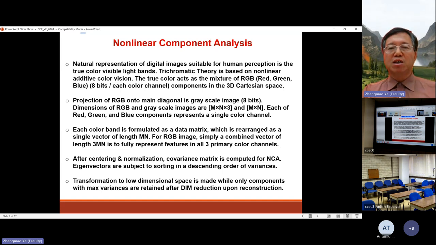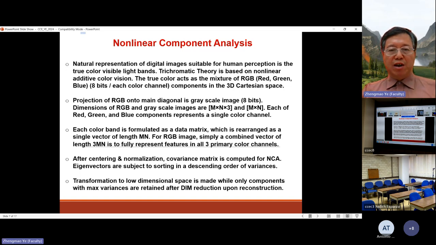The dimensions of the RGB and the grayscale image are m by n by 3 and m by n, respectively. Each component simply represents a single color channel. Also, each color band is formulated as a data matrix, which can be rearranged as a single vector of length mn. For an RGB image with three components, a combined vector of length 3mn is used to fully represent the features in all three primary color channels.